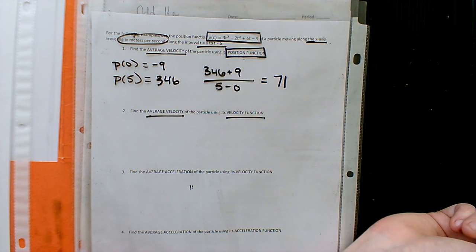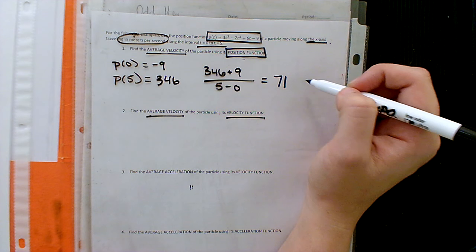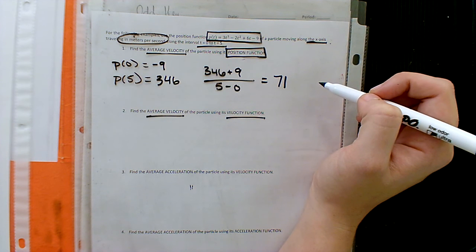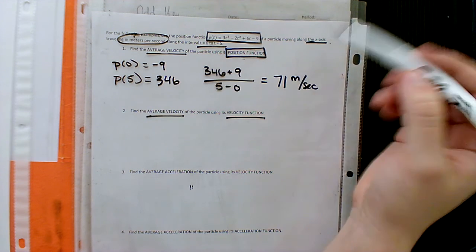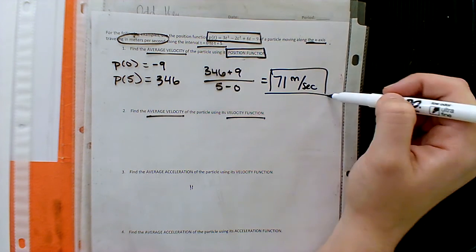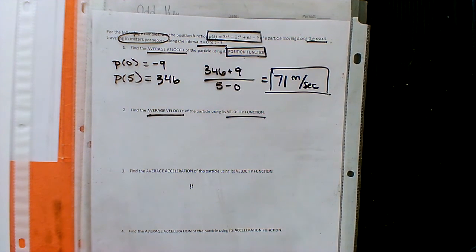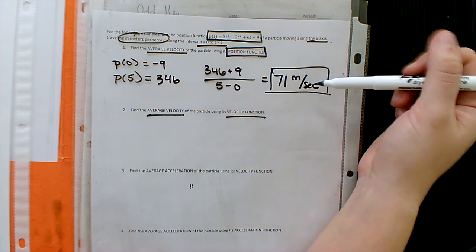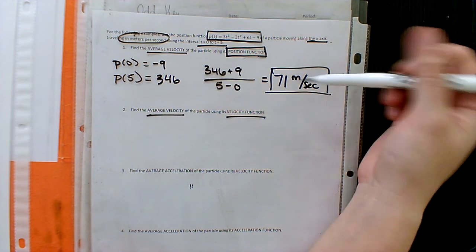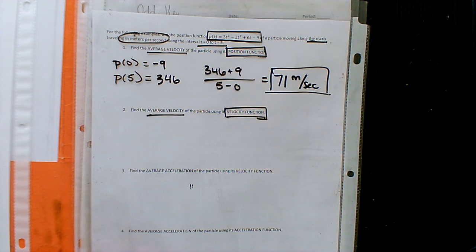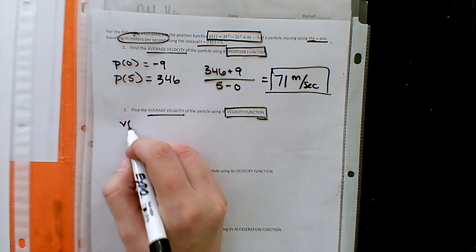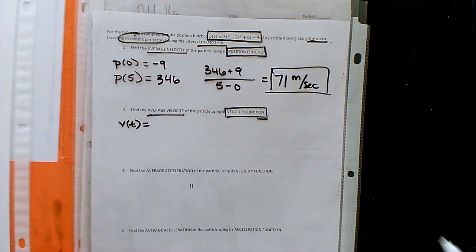71. Can we put units? This is a velocity. Yep, average velocity, meters per second. All right, now we already know what our average velocity should be, but let's see if we can get the same result, this time by utilizing a velocity function. How can we figure out the velocity function?